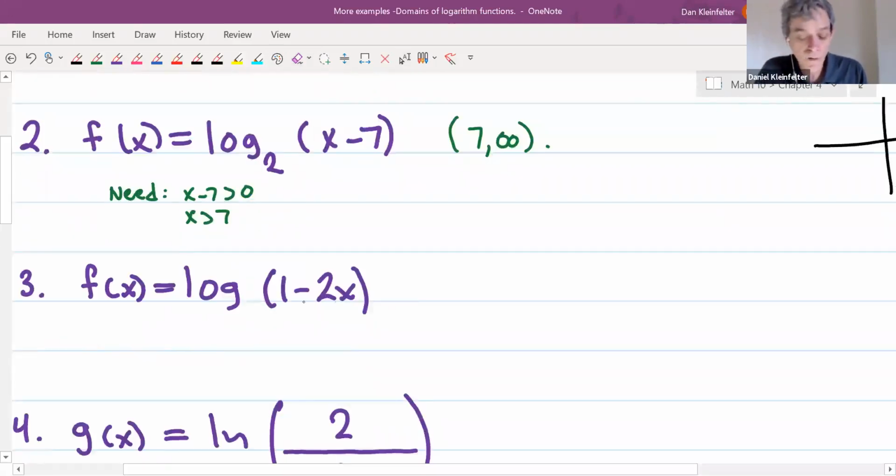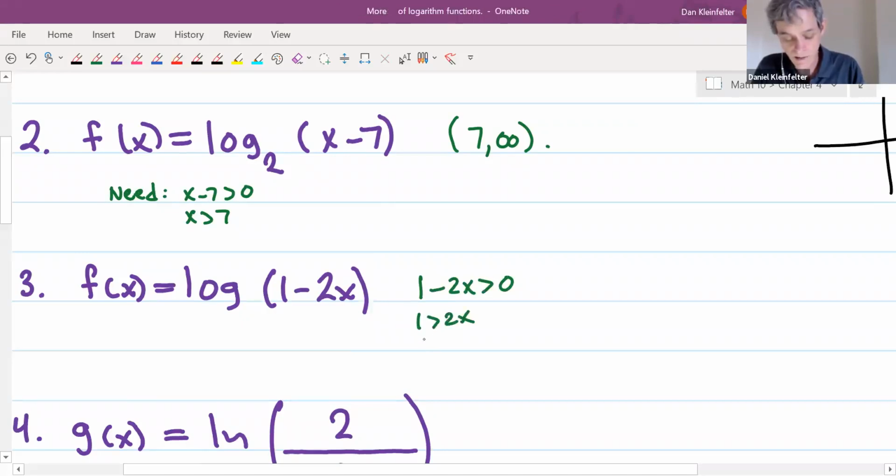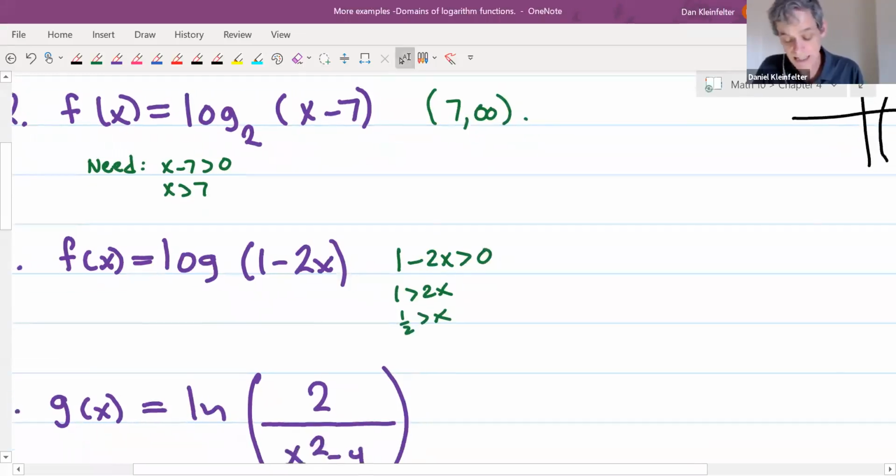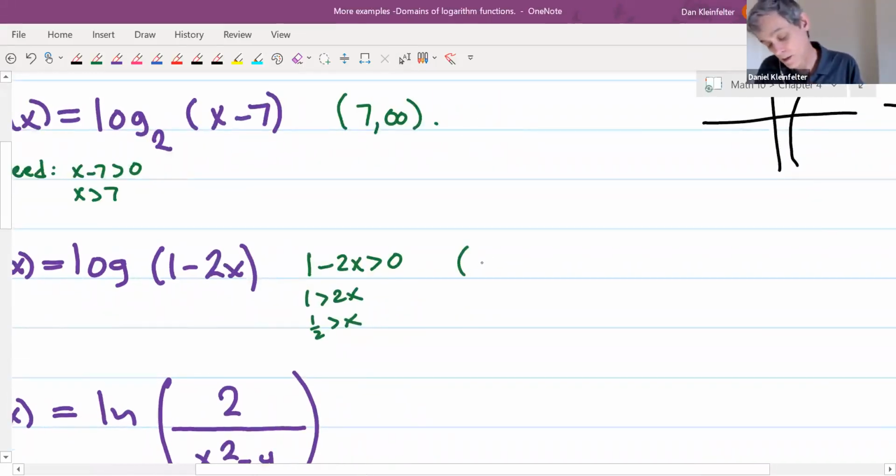The logarithm of 1 minus 2x. We don't need it to answer the question, but just to make sure you're paying attention, what is the base on this? It's base 10, right? If it's not written, you assume it's base 10. It turns out not to matter for this question because the domains on logs are all the same, but this would be base 10. Okay, so we'll have 1 minus 2x has to be positive. So 1 has to be bigger than 2x. 1/2 has to be bigger than x. So turning that around, x has to be less than 1/2. So negative infinity up to 1/2.